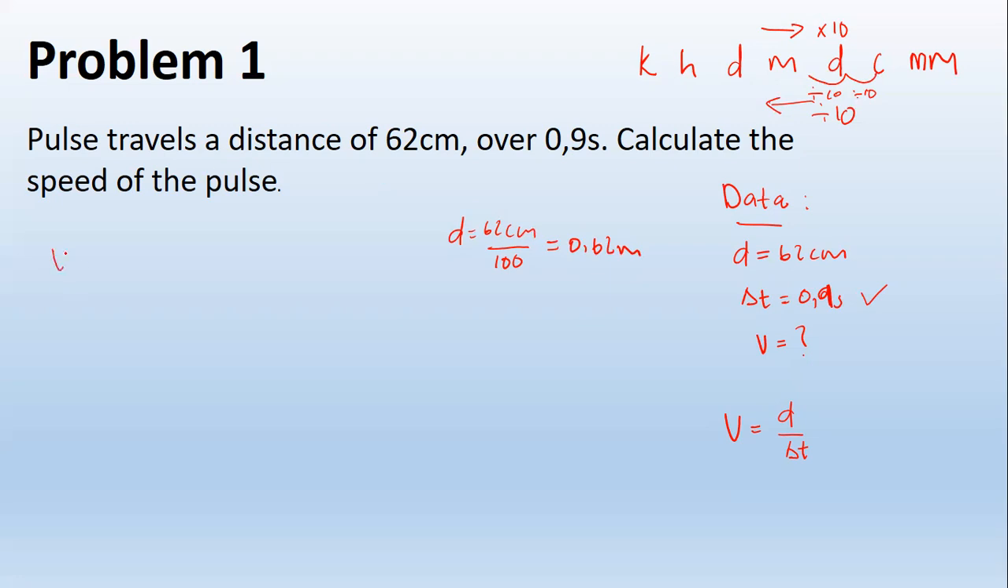Now we can use our formula that says V is equal to D over change in time. In this case, our D, in meters, will be 0.62 meters divided by our change in time, which is in seconds, 0.9 seconds. And therefore, our speed will be how much? To 2 decimal places, we get 0.69 meters, remember, per second. This will be our speed of this pulse.